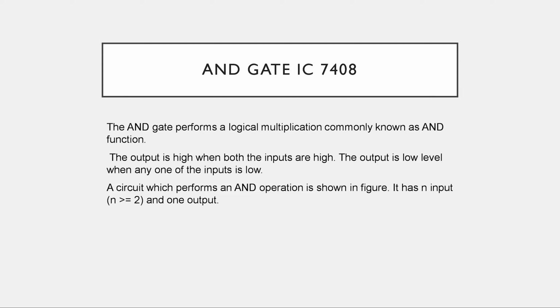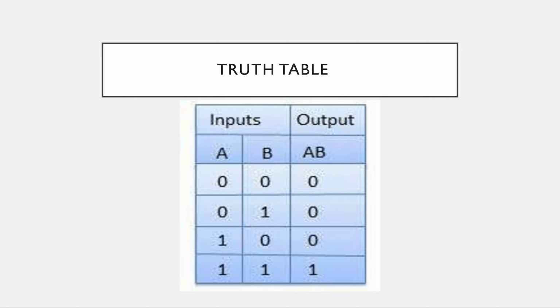The AND gate performs a logical multiplication, commonly known as the AND function. The output is high when both the inputs are high. The output is low level when one of the inputs is low. A circuit which performs an AND operation is shown in the figure. It has n number of inputs and one output.